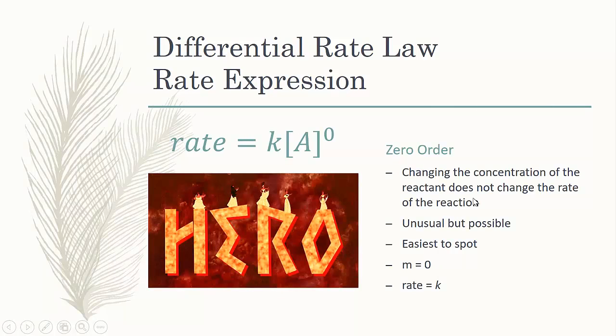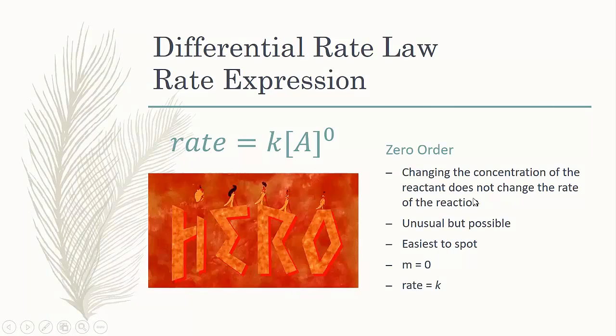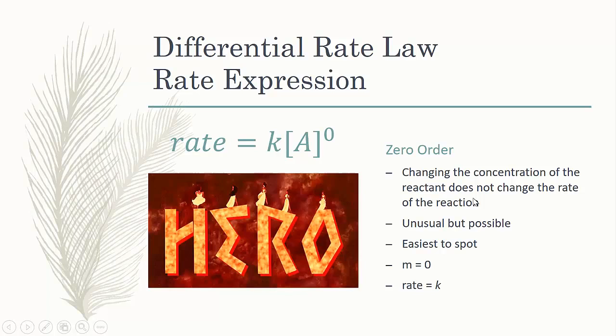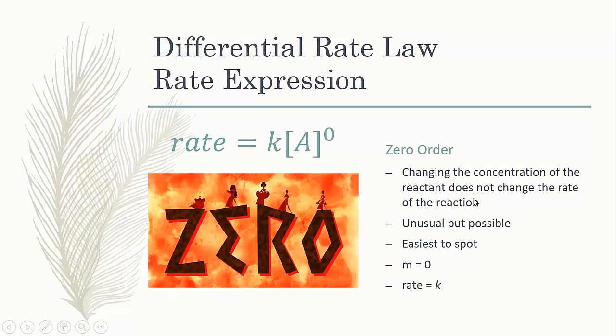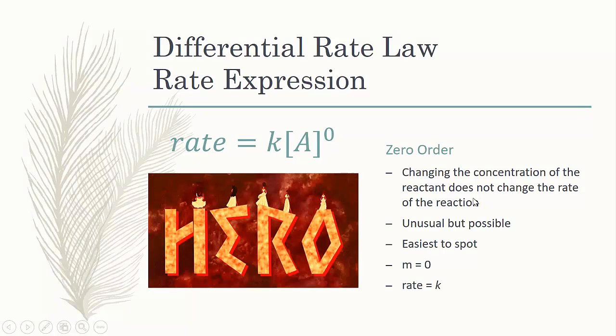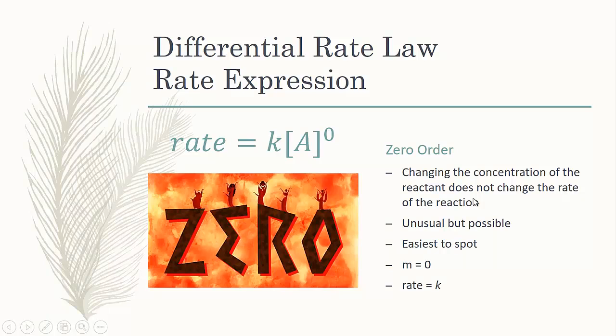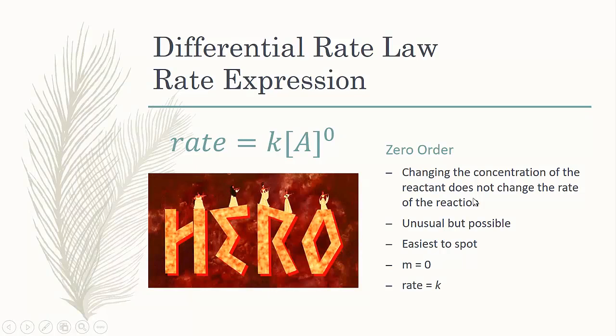So if something is zero order, that means that reactant is not part of the rate determining step. It's not the slow step. Your father putting your sandwiches into a baggie and putting them in your lunchbox, that's not slowing you down. That doesn't have any impact on the rate of the reaction.